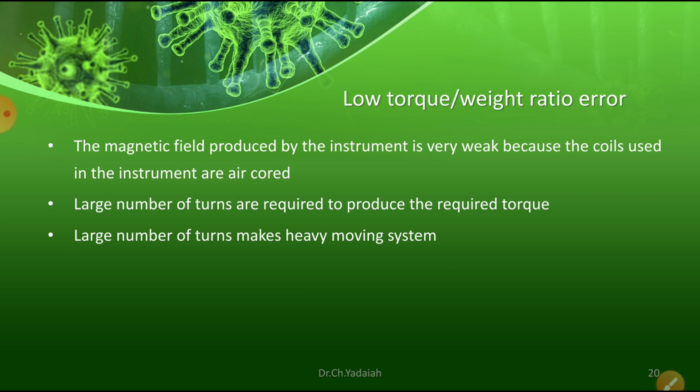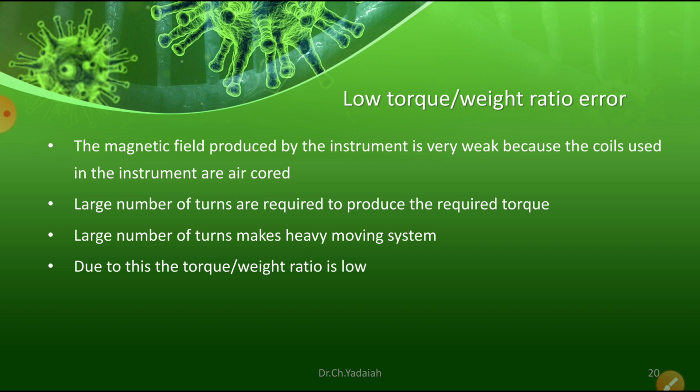Next, a large number of turns makes a heavy moving system, as already discussed, and due to this the torque by weight ratio is very low. That means whatever torque is produced is very low due to the increased weight. The number of turns increases because it is placed in an air core, so we require some magnetic field. To produce the same magnetic field, we add more turns, and weight increases. This is the reason for one error in a dynamometer type instrument. So the torque per weight ratio is very low, and these are the reasons.